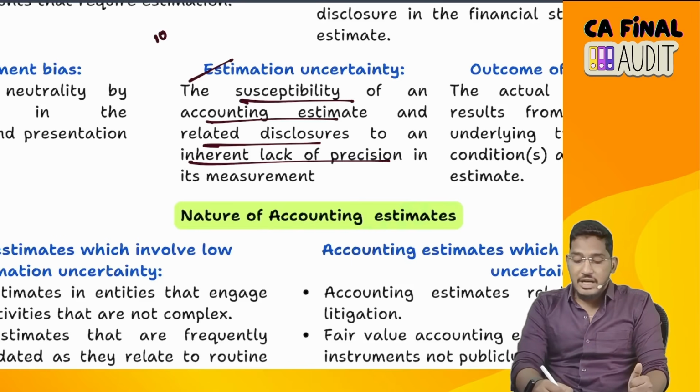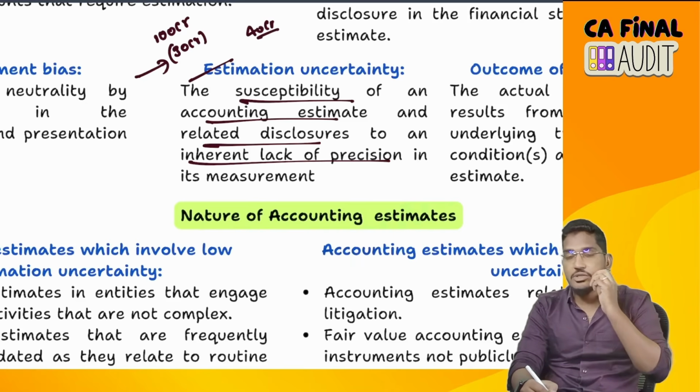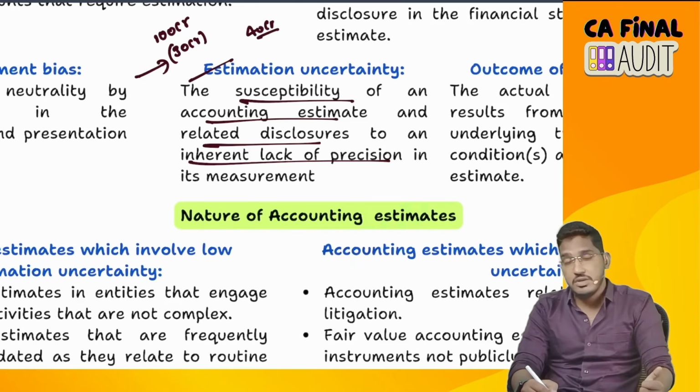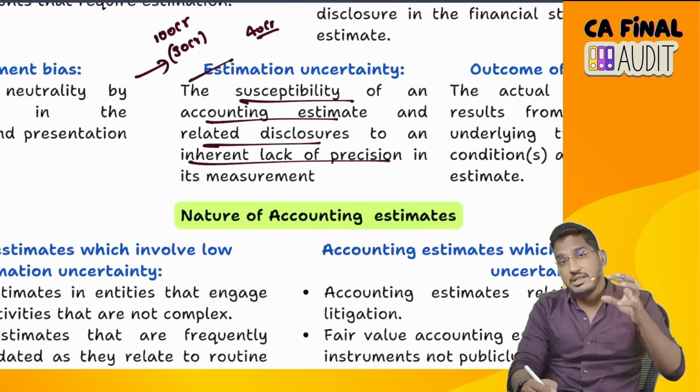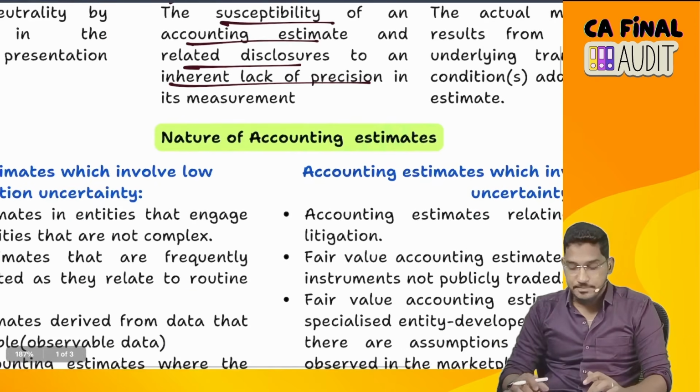Say for example, there is one debtor amounting to 100 crore rupees. I created a provision for 30 crores. I felt that this debtor will not be able to repay me 30 crores. That's why I created a provision. But the next year, he did not repay me 40 crore rupees. I felt 30 crores will not be recoverable, but actually 40 crores is not recoverable. My estimate has gone wrong. It is always built into the accounting estimate. That we call estimation uncertainty.